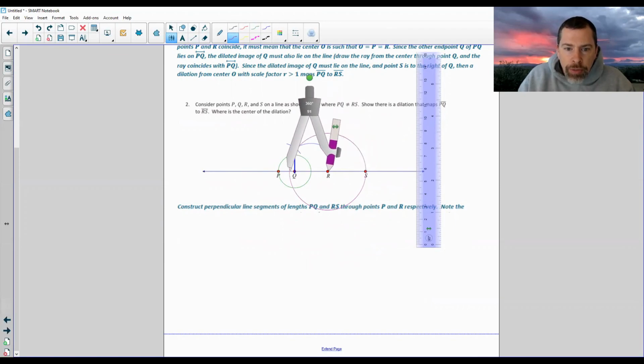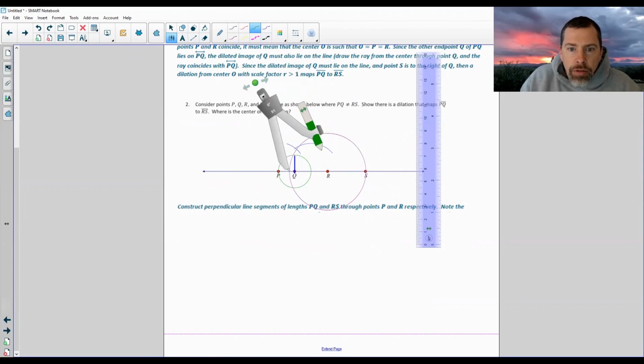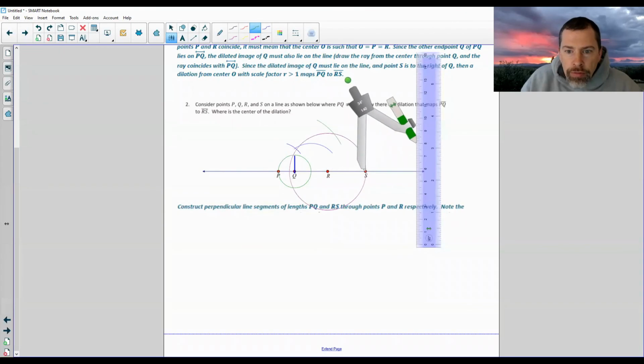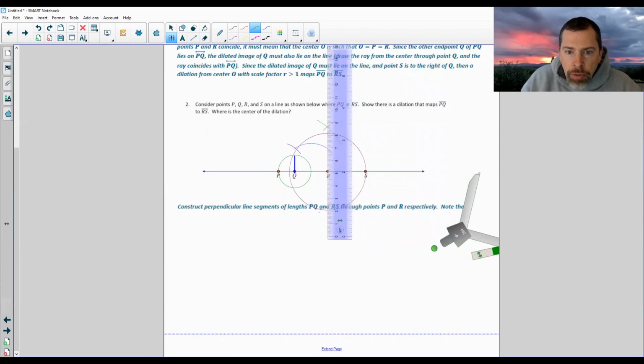And then I'm going to bring my compass over here. Put it at this intersection. Open it wider than halfway and draw an arc. Bring it over to here on S. Rotate it around and draw an arc. Where they intersect, that is going to be my perpendicular line to R through R.